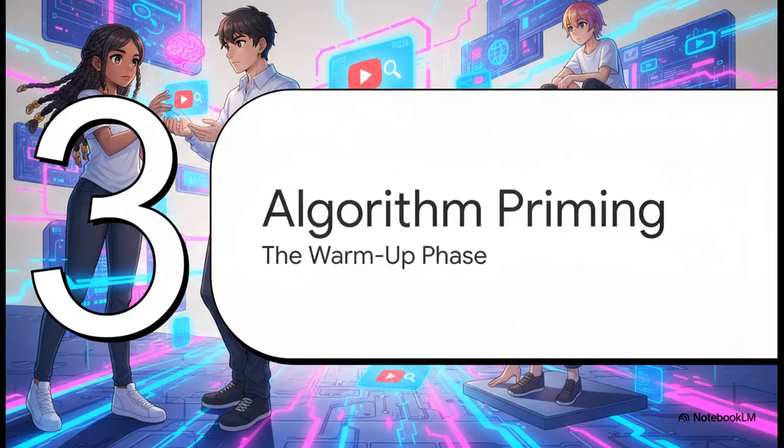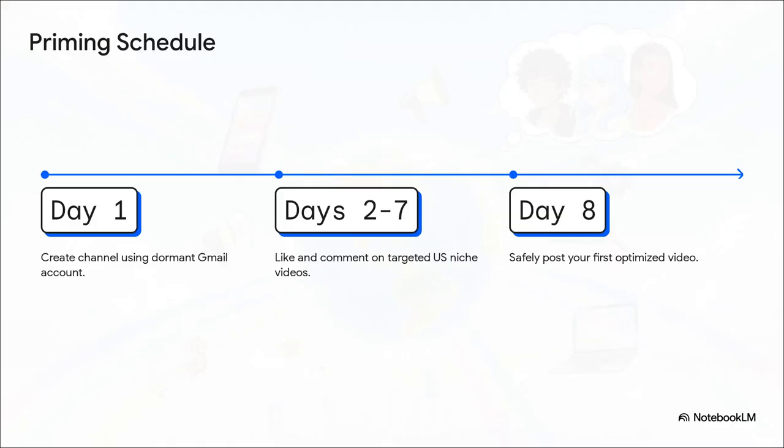All right, let's hit part 3, algorithm priming, also known as the warm-up phase. This warm-up phase is, for my money, the most fascinating part of the whole strategy. Why? Because you're literally training YouTube to deeply understand your specific niche before you even hit publish on a single video. So here's your chronological roadmap.